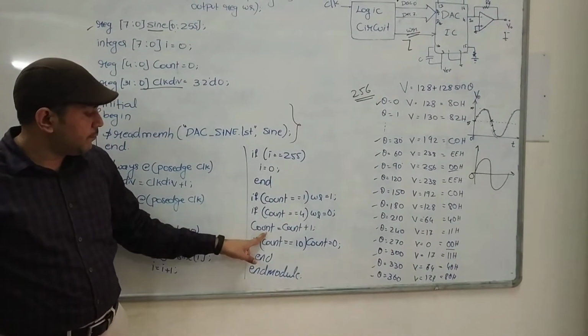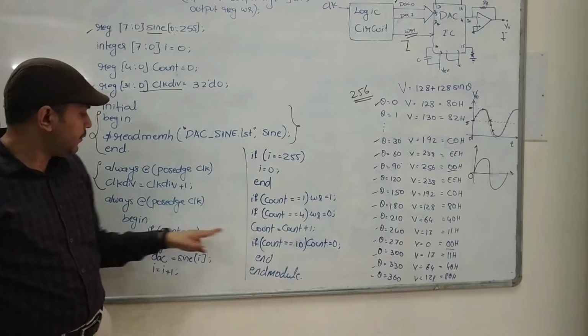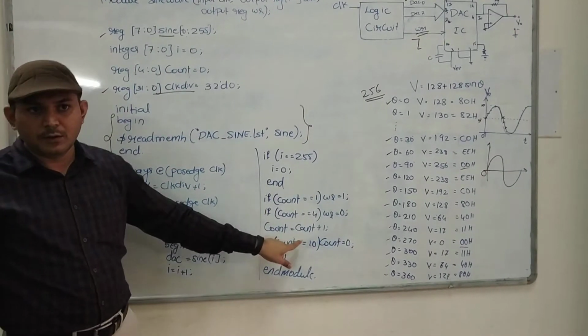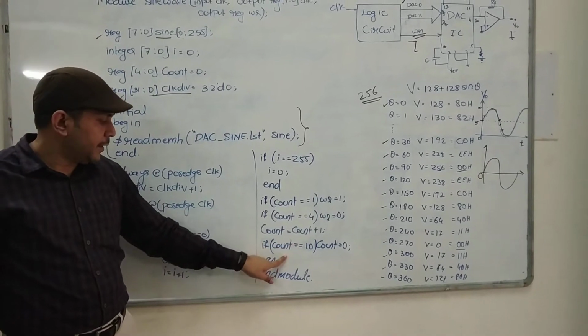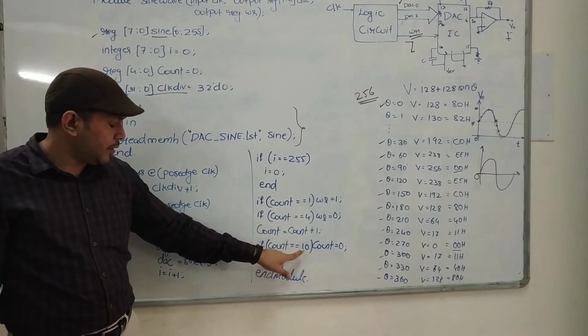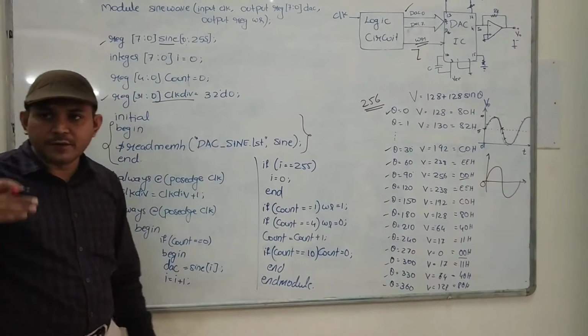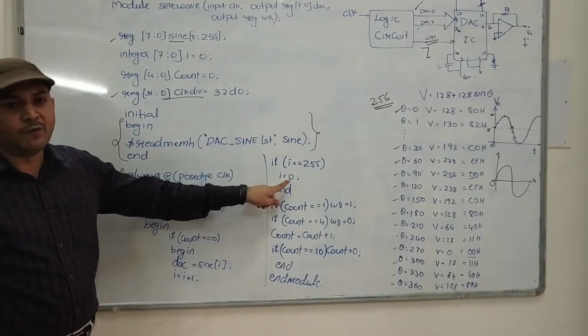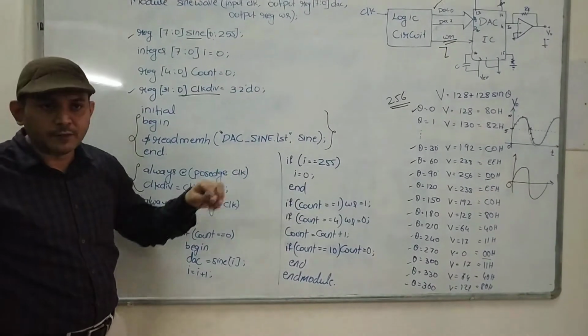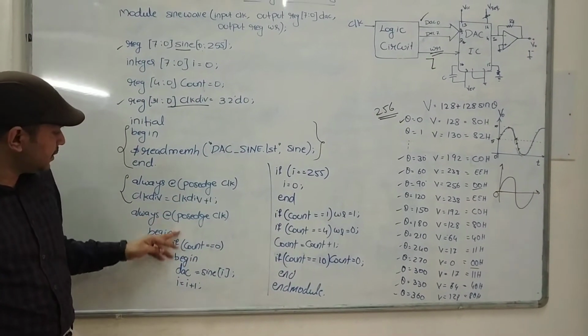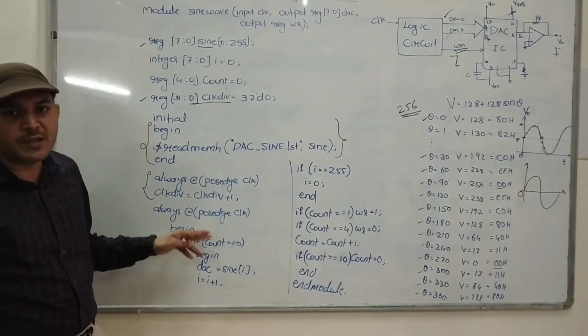Here I am counting at every positive edge of the clock, within the always block. Next, if count equal to 10, I will make the count equal to 0. It means that for every 10 clock pulses, we are sending one value. These are in the always block.